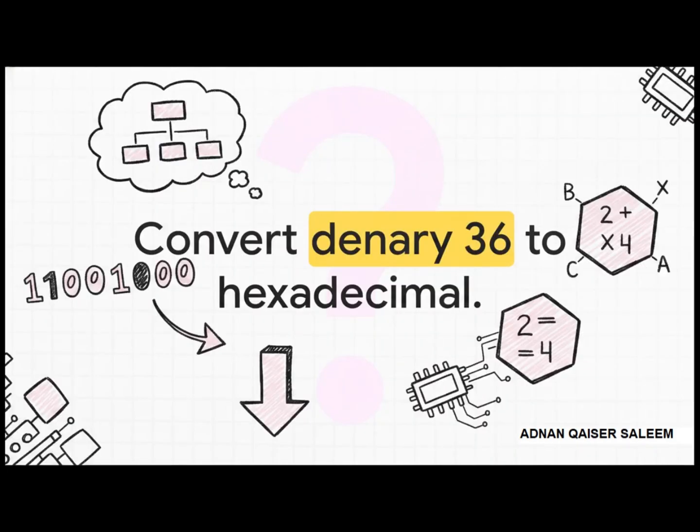Let's try another one. Convert the Denary number 36 into hexadecimal. And here's a massive hint straight from the syllabus. Use binary as a stepping stone. Pause it and give it a shot.